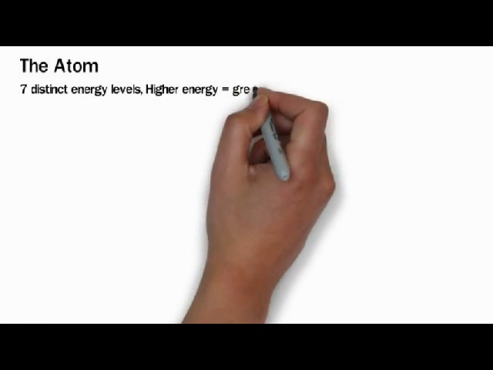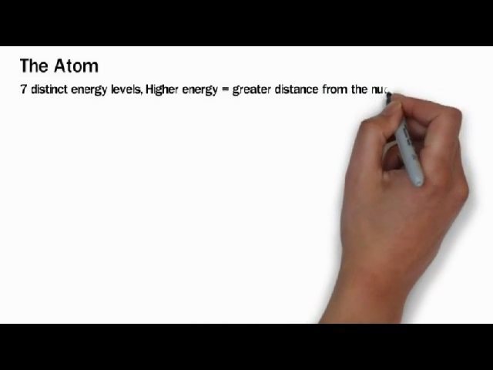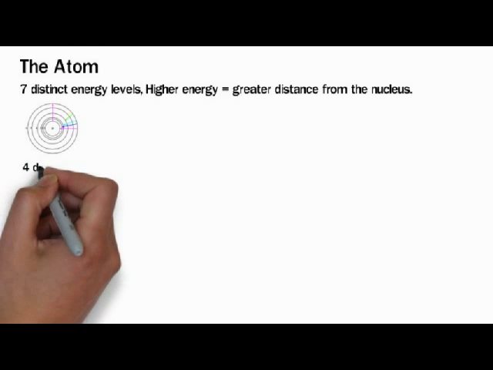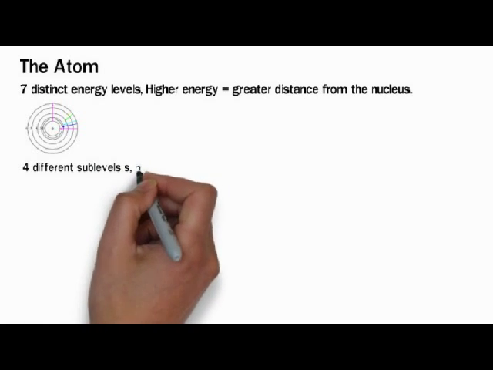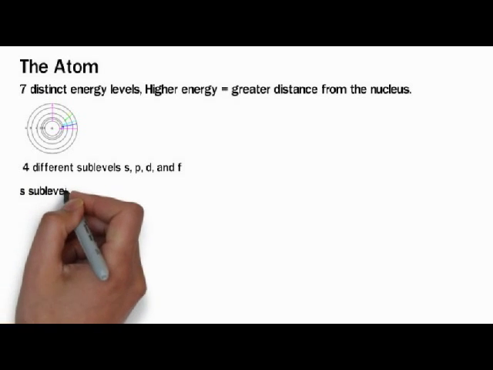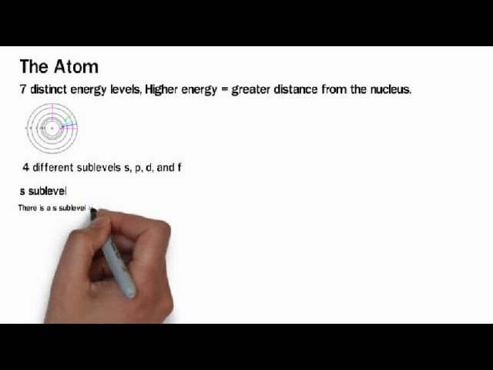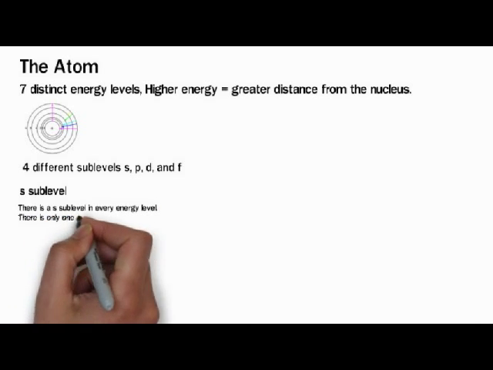For the atom, there are 7 distinct energy levels. Again, these are like the floors. The higher the energy, the greater the distance from the nucleus, just like the higher the floor, the greater the distance from the ground. The electrons, as we said in Niels Bohr's model, jump in between the different energy levels. And when they fall back towards the ground state, they release that energy in the form of light. Now, within the energy levels, there are different sublevels, the S, P, D, and F. Now, they don't all exist in all energy levels. There are very specific ways in which the sublevels exist.